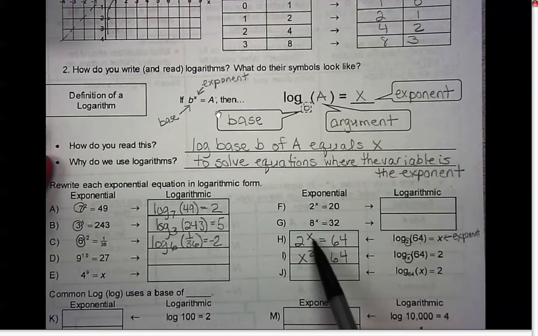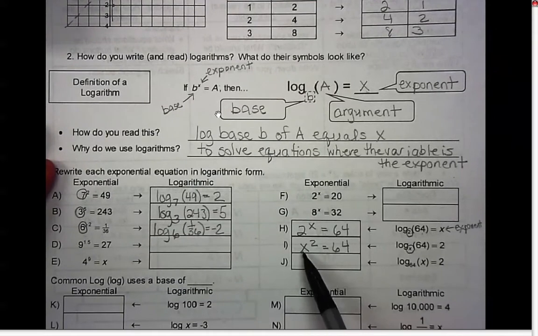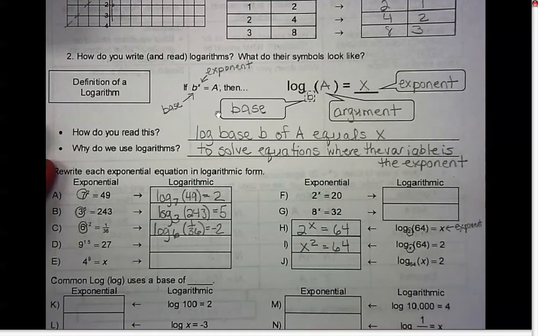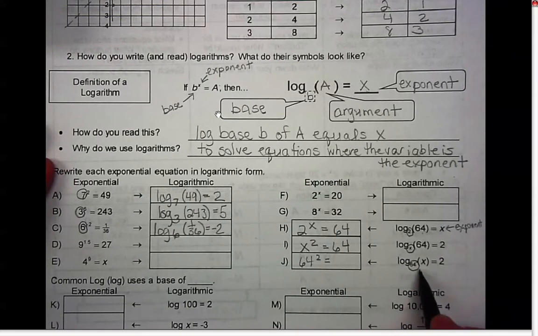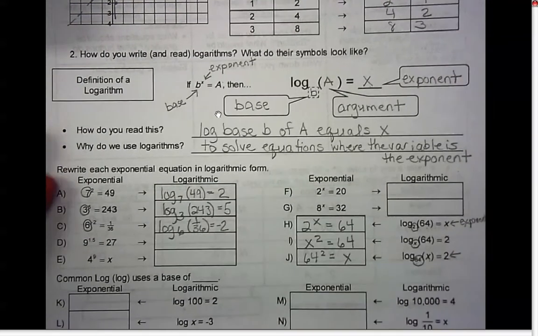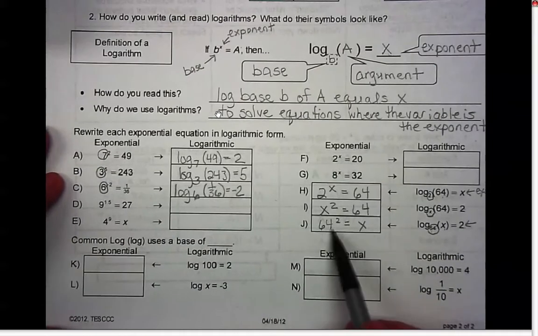So you could solve for x. You could say, 2 to what power would give me 64? Or what squared would give me 64? Then on this one, we would start with the base: 64 squared equals x. 64 to the exponent 2 equals x. So you could find x by squaring that.